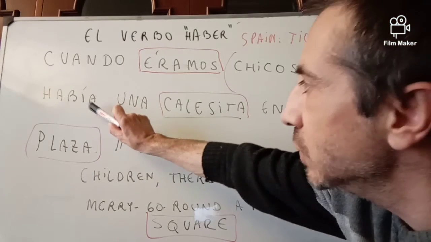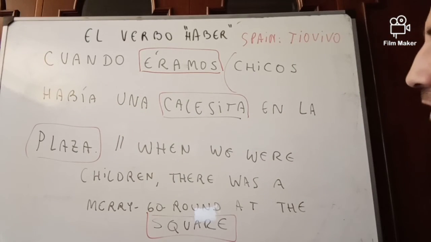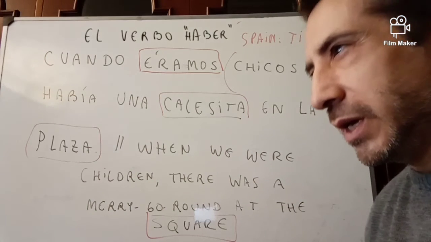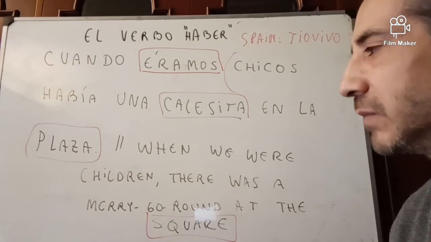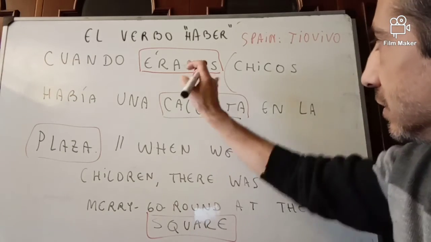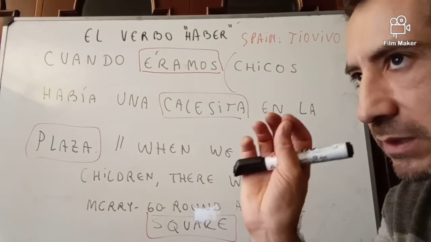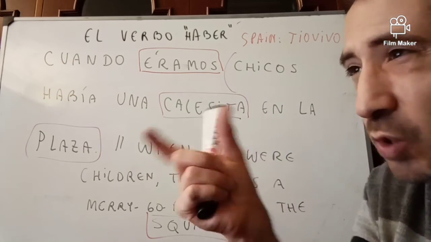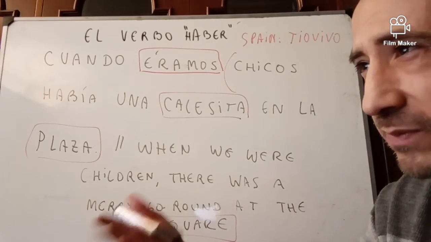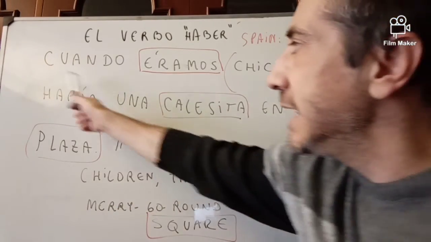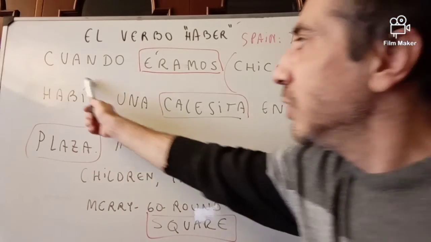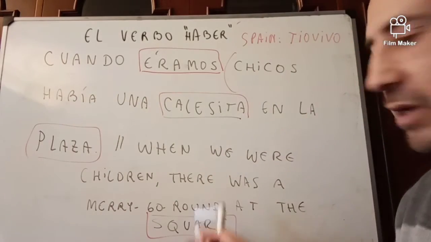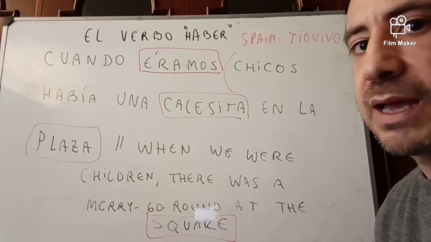And here we don't say hubo, because if we did that, we would mean that there was a merry-go-round during a short period of time and then it wasn't there anymore. So by saying había in Spanish, the Preterito Imperfecto, we mean that that merry-go-round was there at the square for a long time.